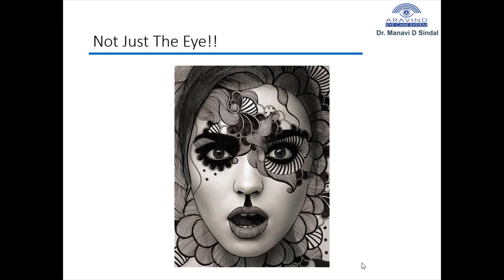So what we need to remember, we ophthalmologists especially need to remember, that we are not just treating an eye, we are treating the entire patient. And sometimes the problems are not just related to the eye, it can go beyond that. So I'll give a few examples.